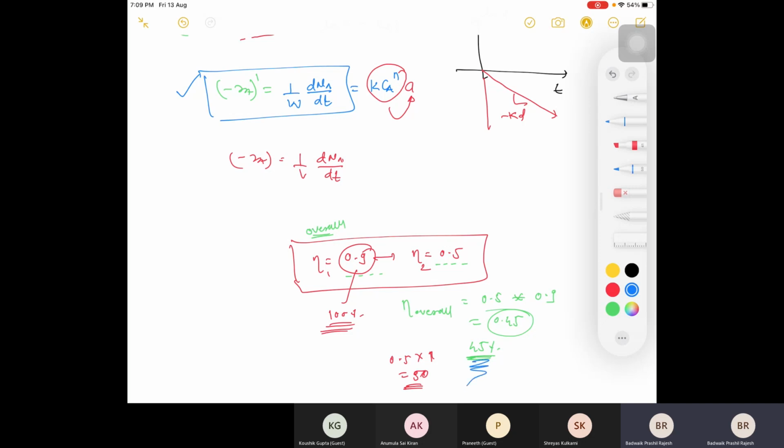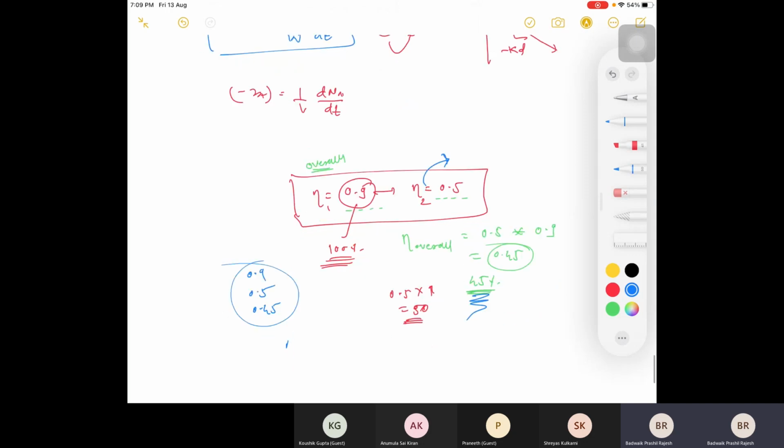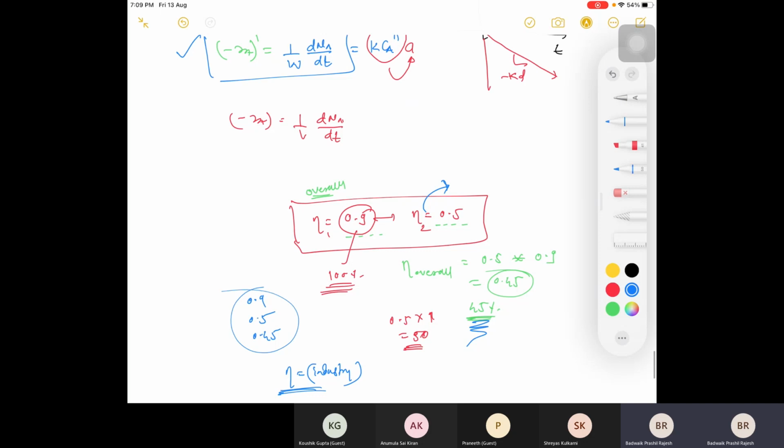It is becoming this and this. So I'm just considering one person. If you go into industry, there are many persons, some having 90% efficiency, some 50%, some 45%. Just multiply all that efficiency, you will get the efficiency of your industry. Similar case is here.